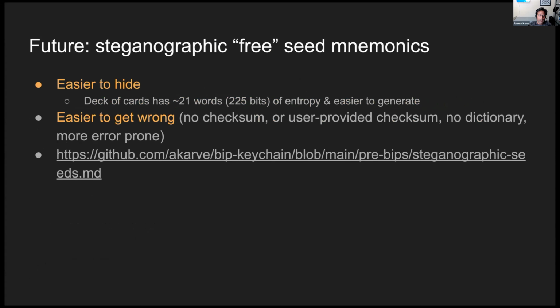And then I do have this little pre-BIP on what I call free mnemonics, and I talk more about what the trade-offs are. In short, it's much easier to hide these steganographic secrets, but they're easier to get wrong because the user has to implement their own checksum, or the protocol needs to have its own checksum. But I think those trade-offs are really worth it. Again, given the portability of something like this, which is very easy to repudiate, I can just stick it in my pocket and leave the country or leave the house.